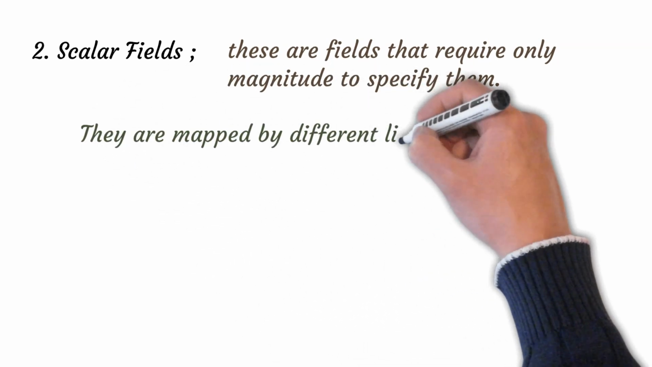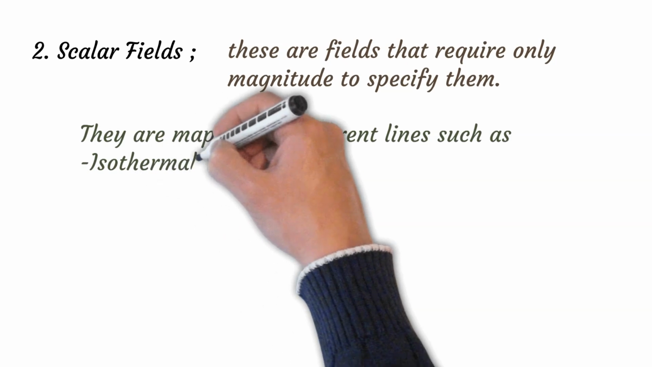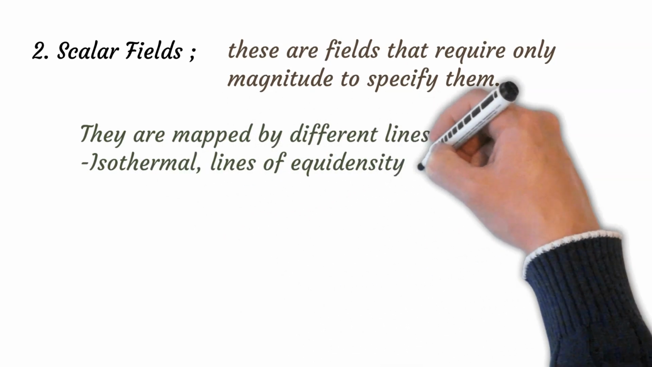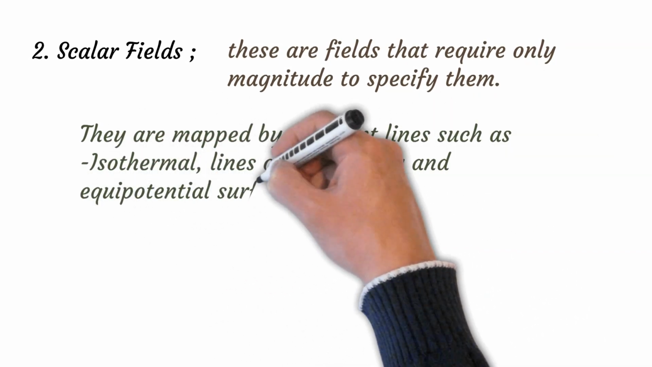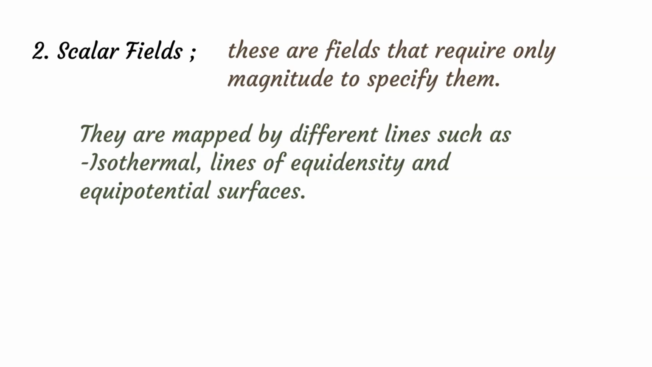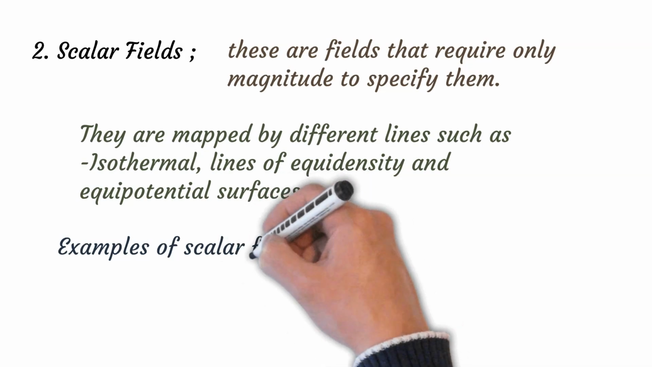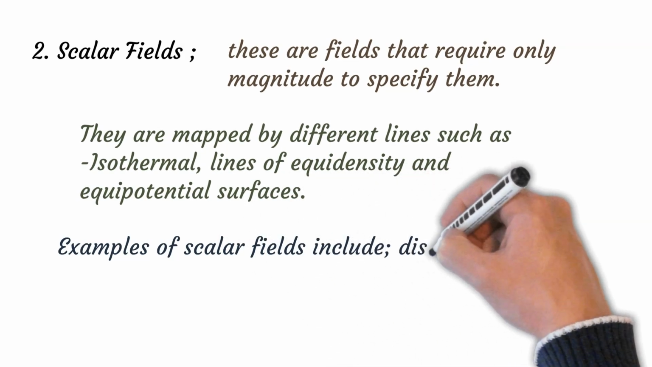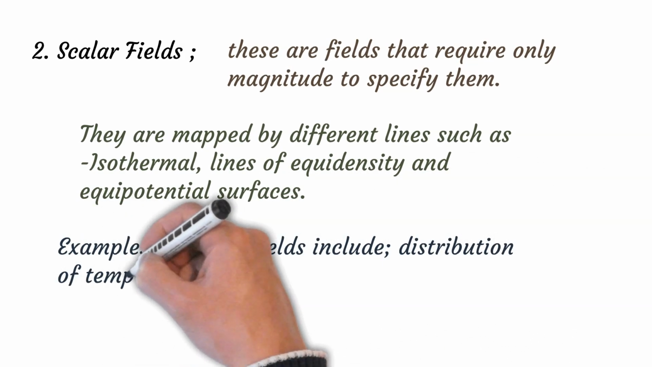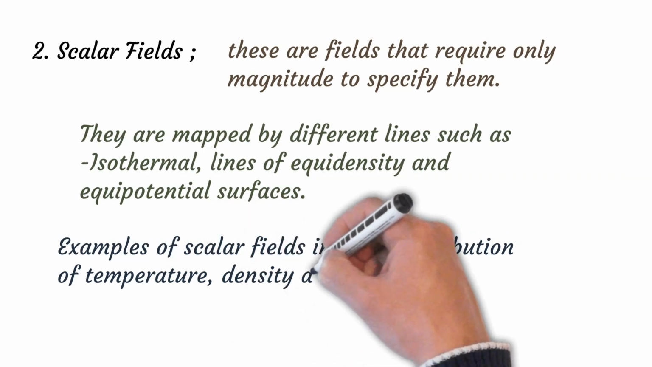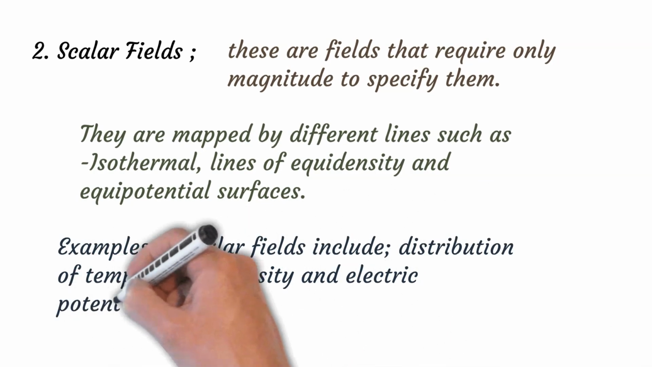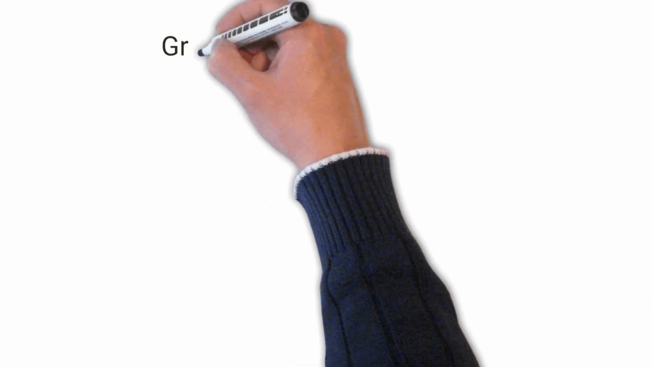They are mapped by different lines such as isothermal lines, lines of equidensity, and equipotential surfaces. Examples of scalar fields include distribution of temperature, density, and electric potential.